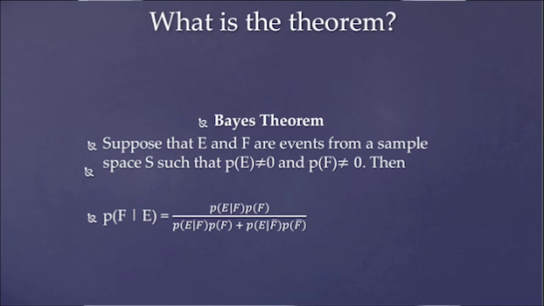Bayes' theorem states that suppose that E and F are events from a sample space S, such that the probability of E is not equal to 0, and the probability of F is not equal to 0. Then, the probability of F given E is equal to the probability of E given F times the probability of F, all divided by the probability of E given F times the probability of F plus the probability of E given not F times the probability of not F.